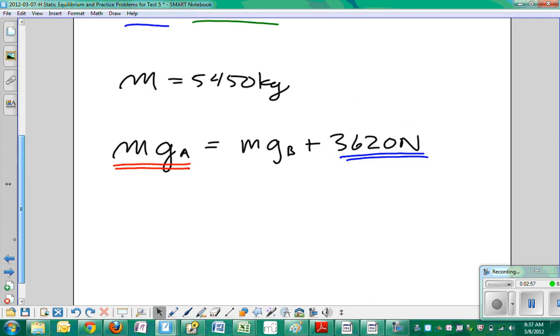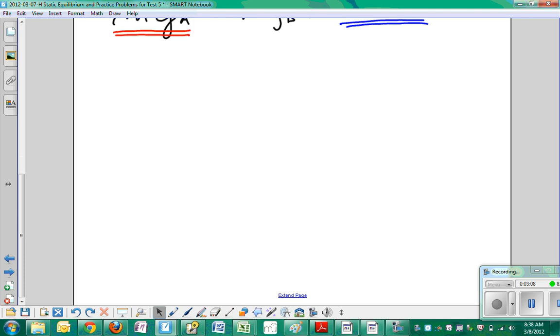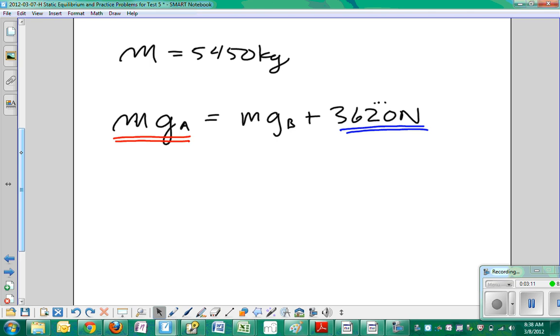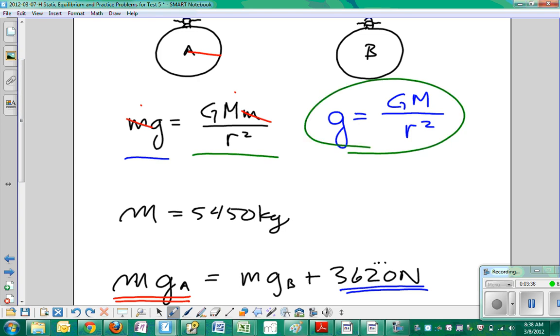Now we know that this is the same robot, so these masses are the same, but we don't know about this. So we can't just cancel out masses. We're going to need to know the mass of the robot. That's why they give it to us. So now g_A is going to be equal to, let's just rewrite this whole expression. The mass of the robot times g_A, which is going to be equal to G times the mass of planet A divided by the radius of planet A squared. I'm just substituting for this g expression we have right here, G big M over R squared.